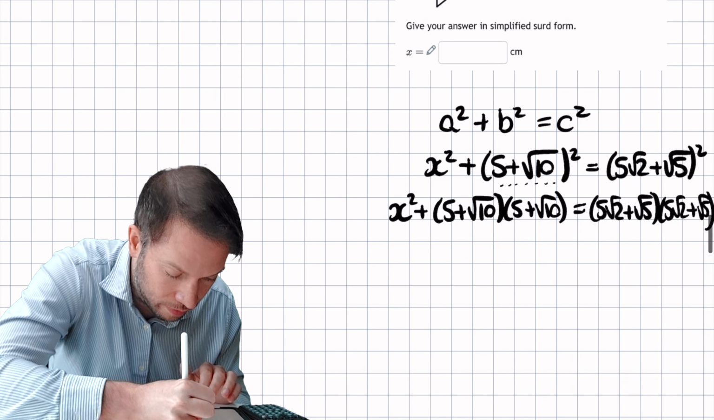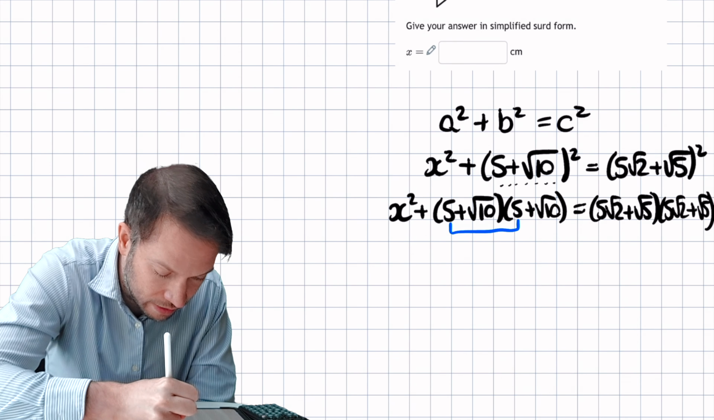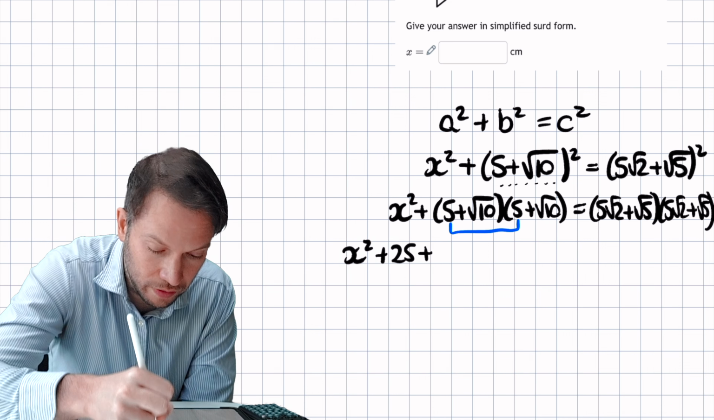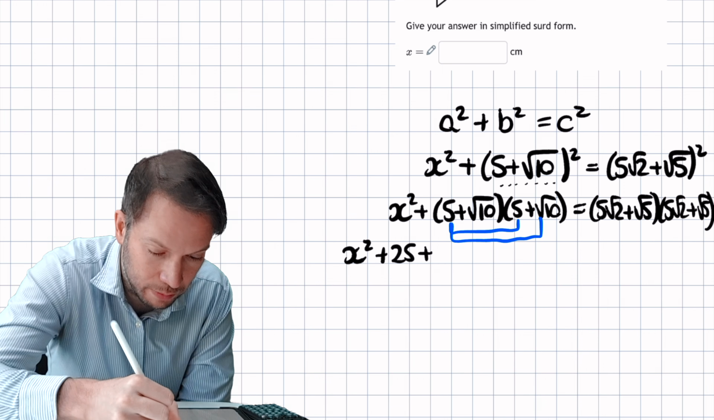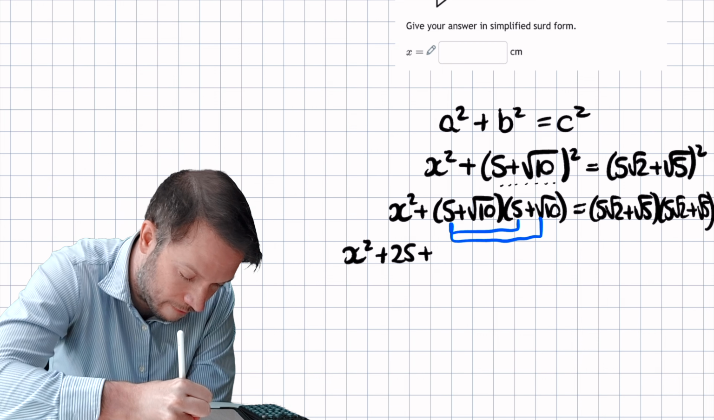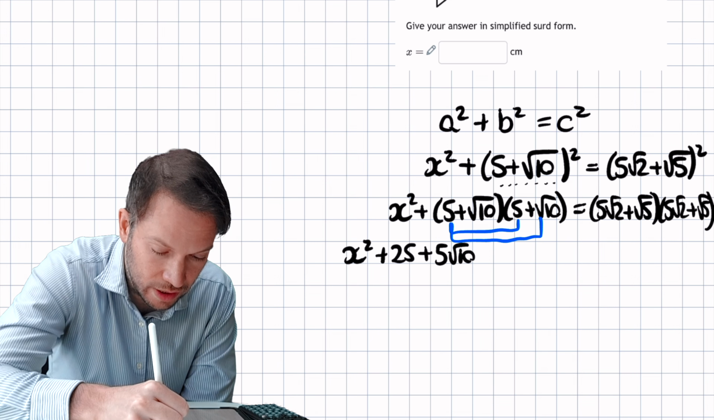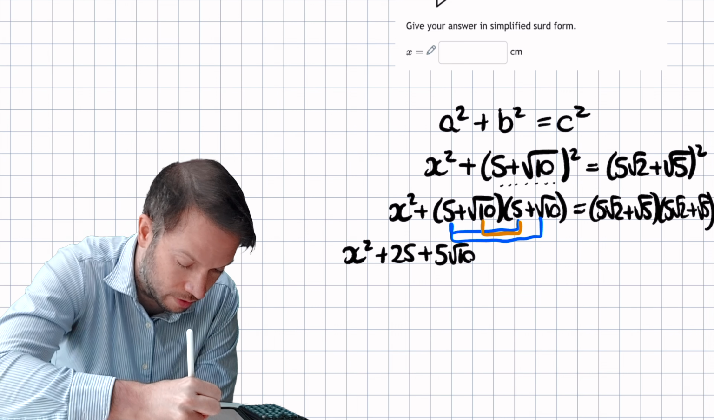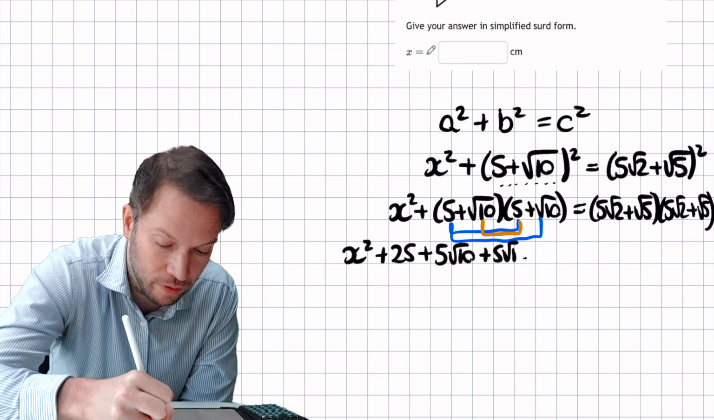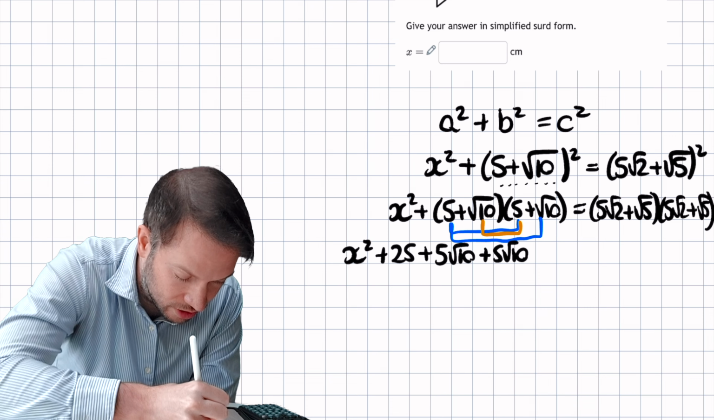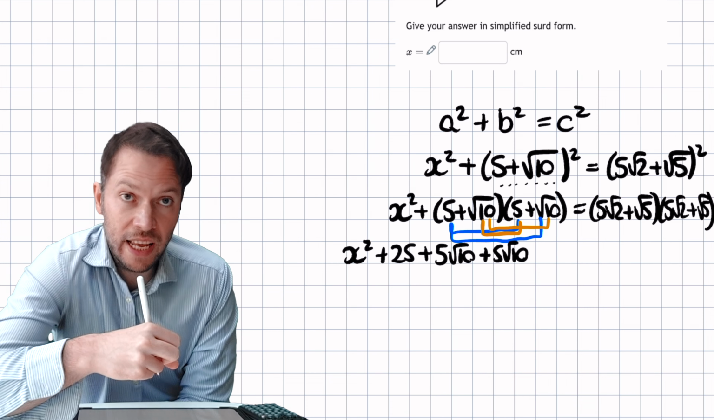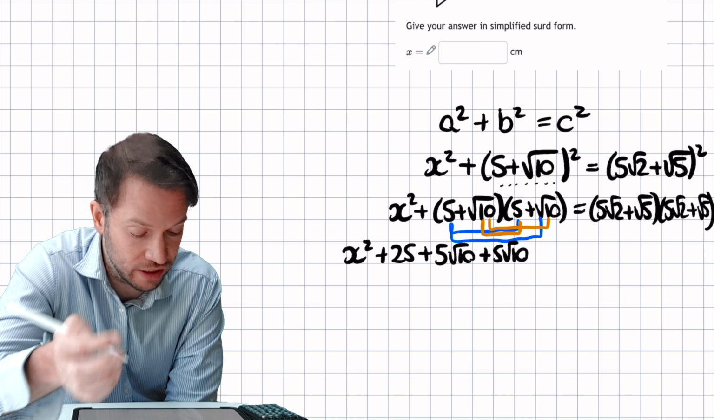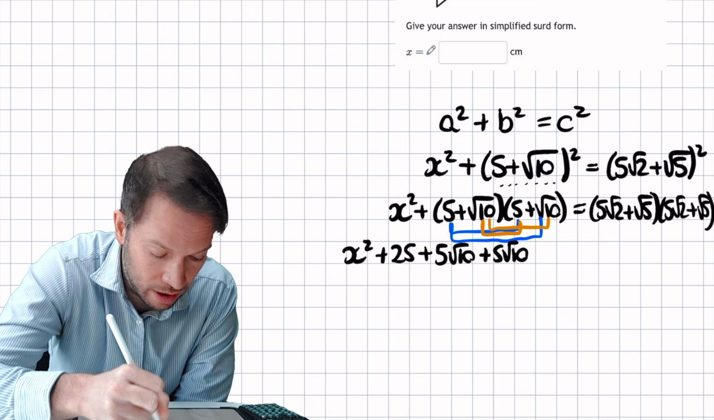So we're going to do like the 5 times the 5, for example. So we've got x squared plus 5 times 5 is 25. We're going to do the first thing times the second thing. So 5 times root 10 is just 5 root 10. We've also got this times this, the root 10 times 5, which is 5 root 10 again. And we've also got root 10 times root 10. Root 10 times root 10 is just 10. If you times a square root, a surd by itself, it just gets rid of the square root. So we just get 10.